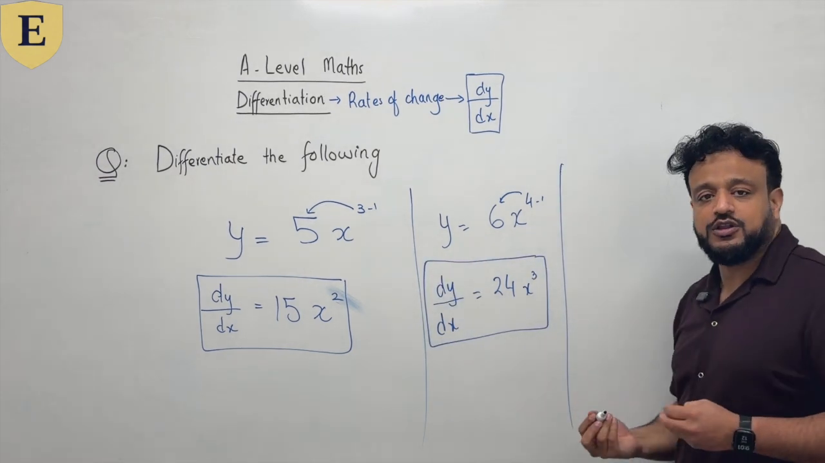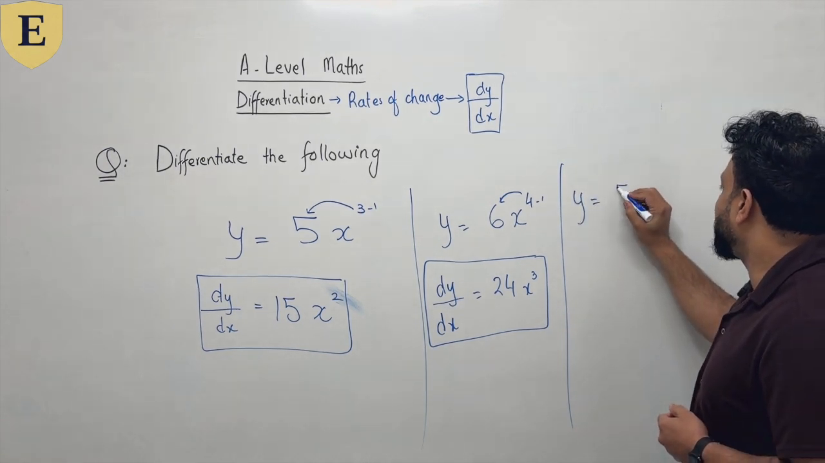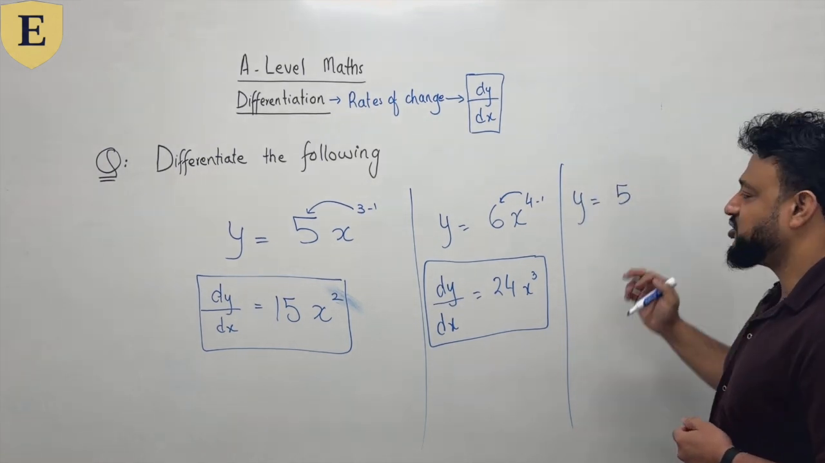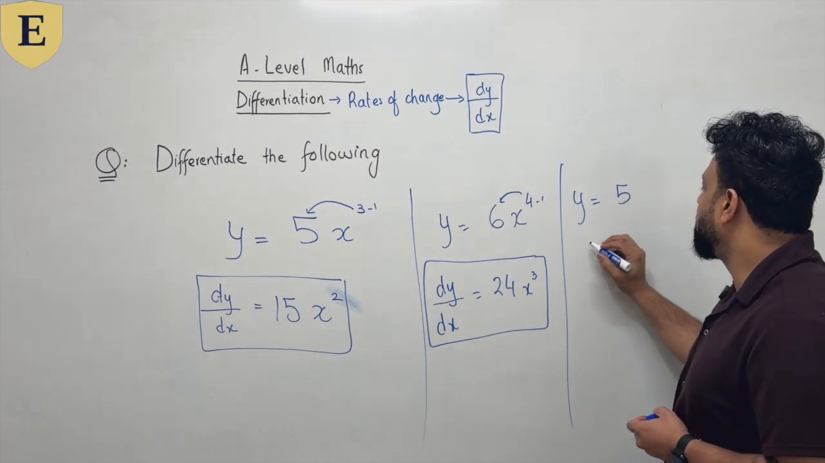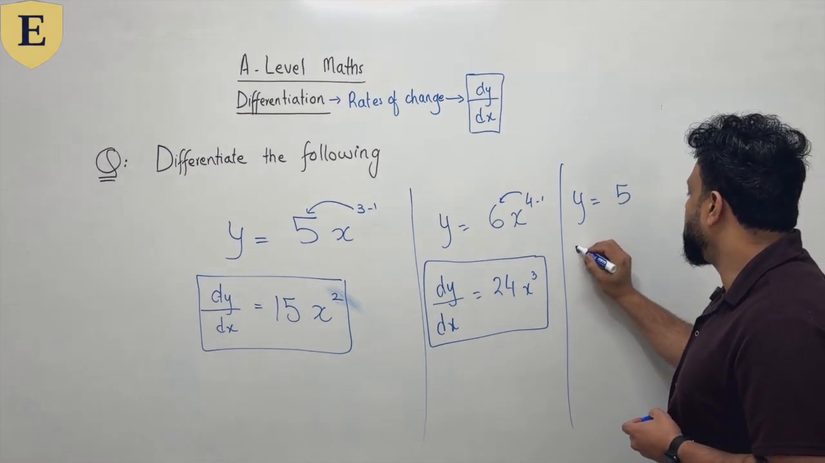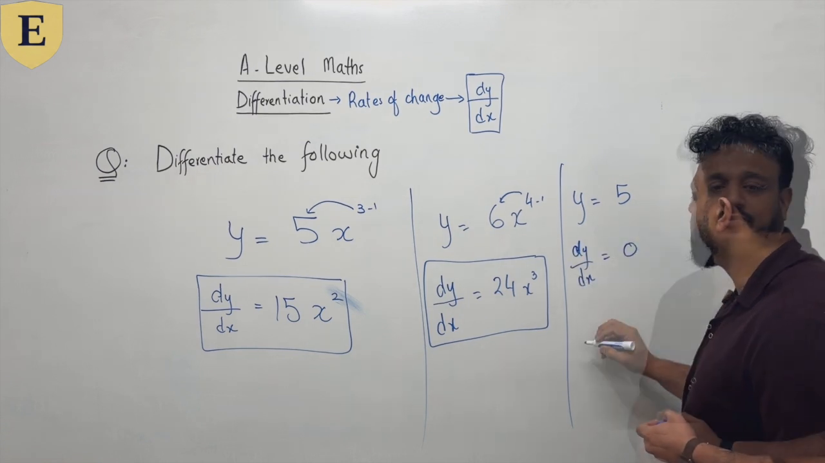Similarly, if you've got another question that says y equals 5, guys, as you can see, there is no x, so there is no derivative of a constant number. So dy over dx will be equal to 0.